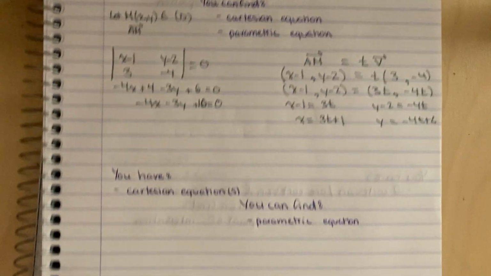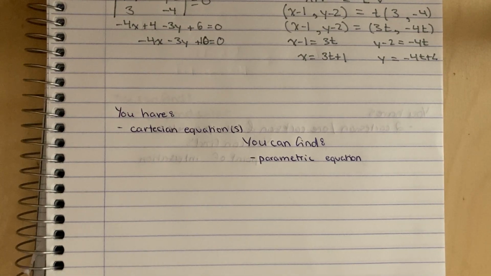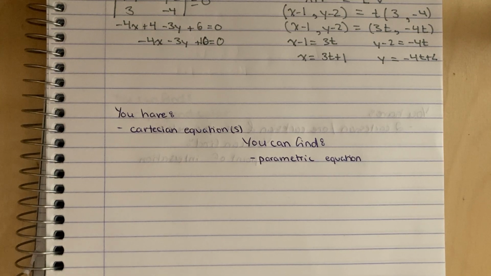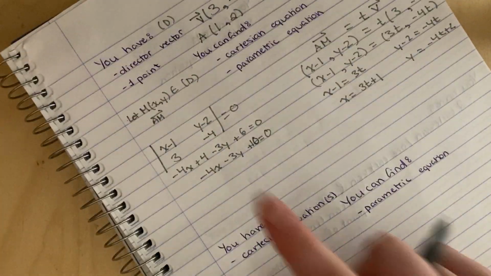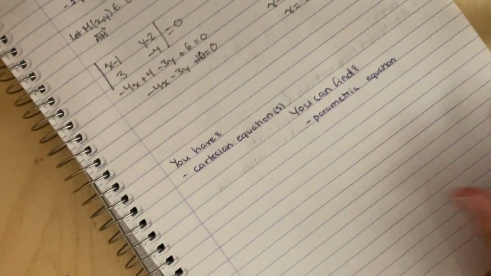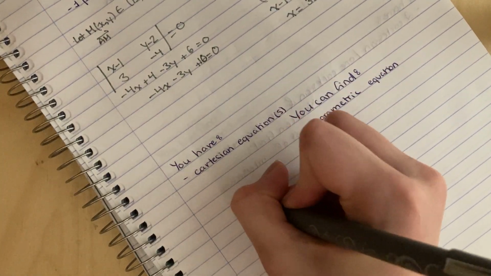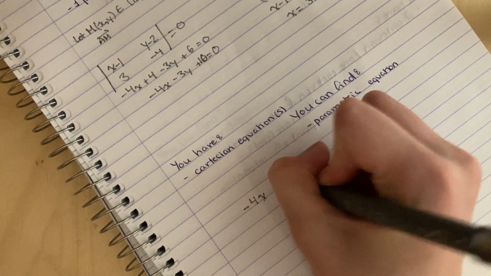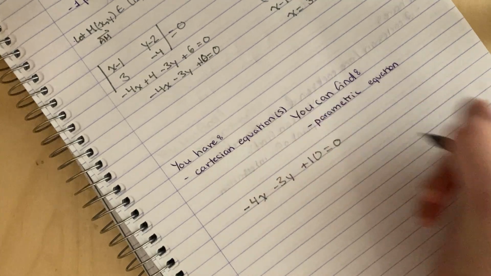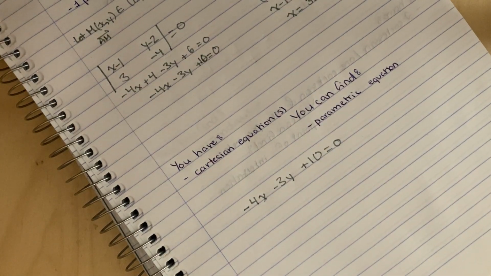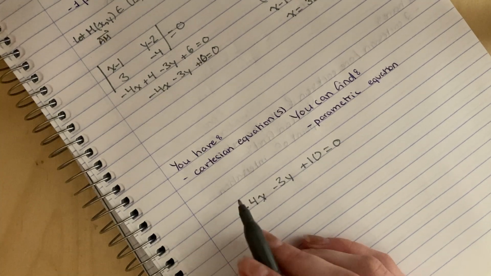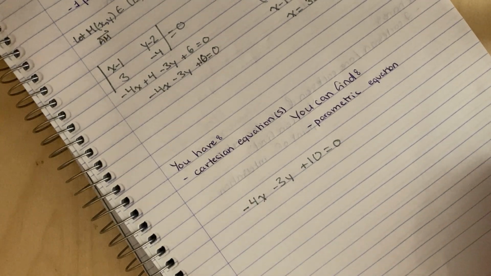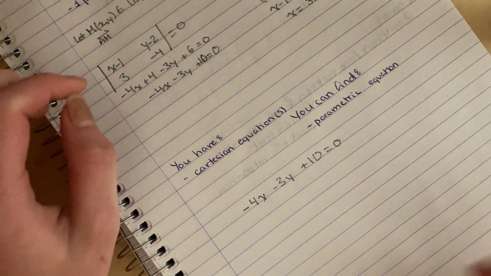Now, if you have a Cartesian equation, from it you can find a parametric equation. How do you do this? It's pretty simple. Let's say you have a Cartesian equation. I'm going to use this one up here: minus 4x minus 3y plus 10 equals 0. How do we get a parametric equation from this? It's simple. You need to claim that either x or y is equal to t. For the purposes of this one, I'm going to claim y equals t.